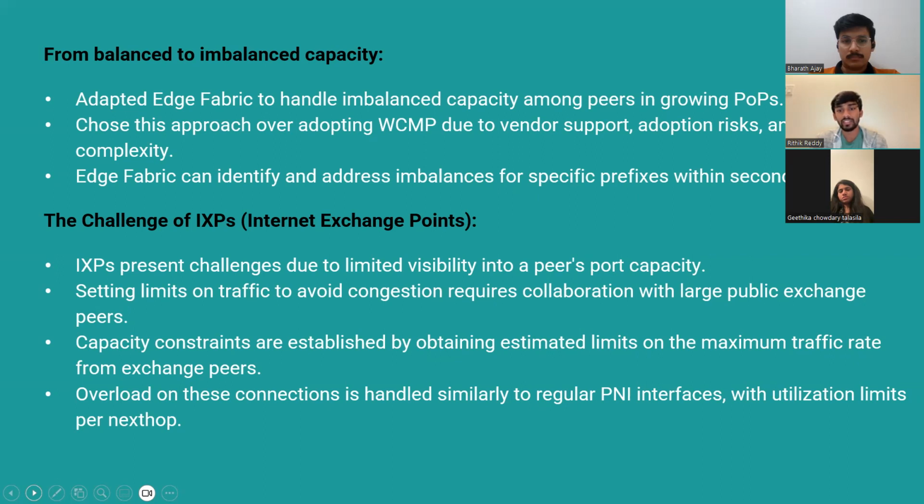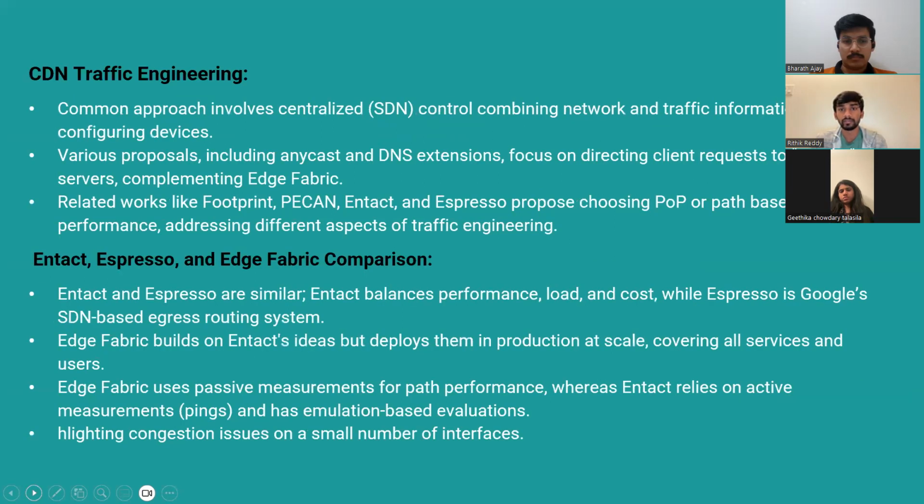And the last one is the challenge of internet exchange points. Internet exchange points present a challenge due to limited visibility into peers' port capacity. Setting limits on traffic to avoid congestion requires collaboration with large public exchange peers. Capacity constraints are established by obtaining estimated limits on the minimum traffic rate from, and maximum traffic rate to, exchange peers. Overload on these connections is handled similarly to a regular PNI interface, with utilization limits on the next hop.